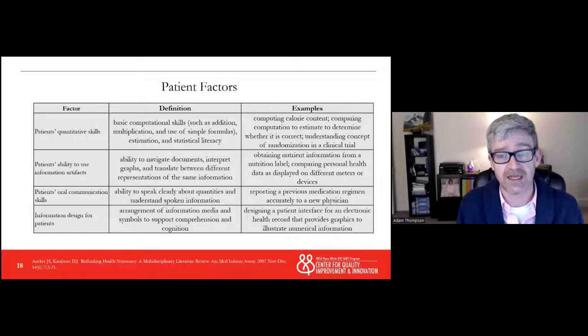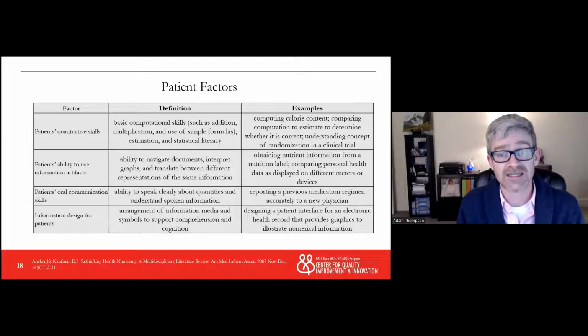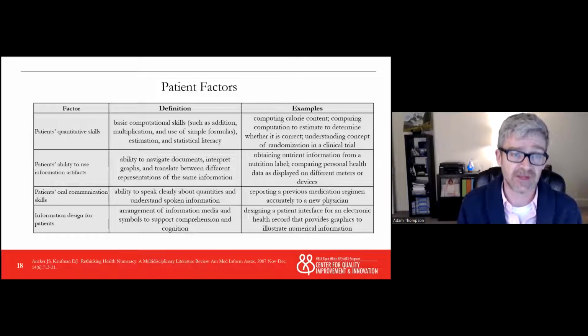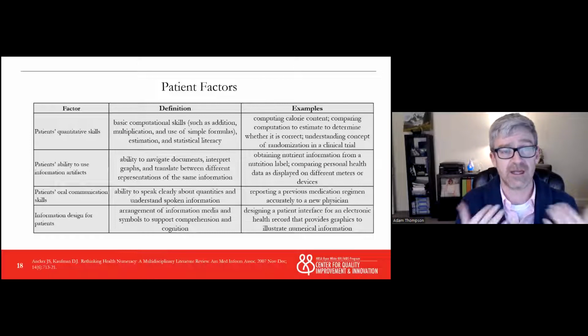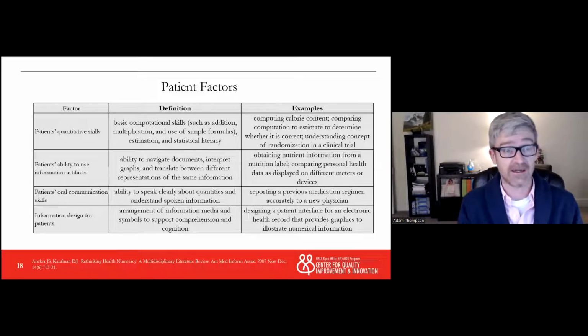Examples of this could be individuals who have to think about computing calorie content. The example I gave being in the grocery store, comparing computation to estimate to determine whether it's correct, understanding the concept of randomization in a clinical trial, right? So this relates not only to how a patient may use this information in the management of their care, but even when we're offered the opportunity to participate in research, that we understand the informed consent part of that research.